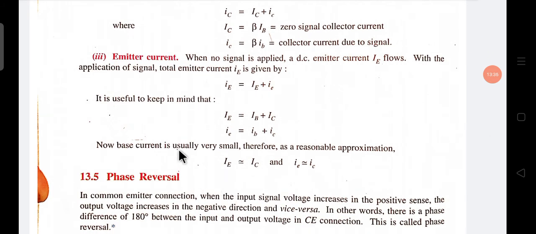Now the base current is usually very small, therefore, as a reasonable approximation, IE is nearly equal to IC.